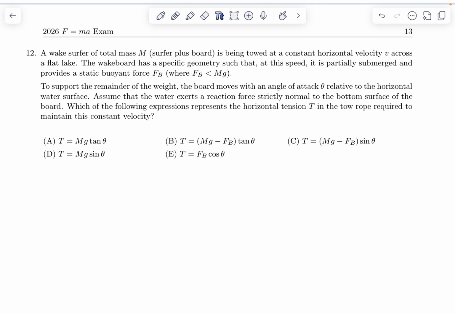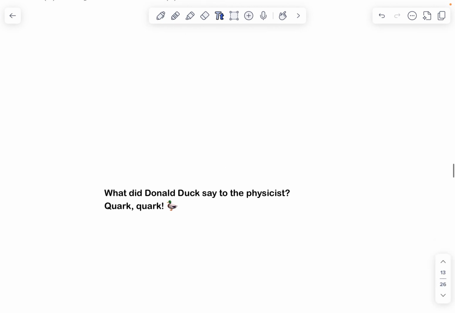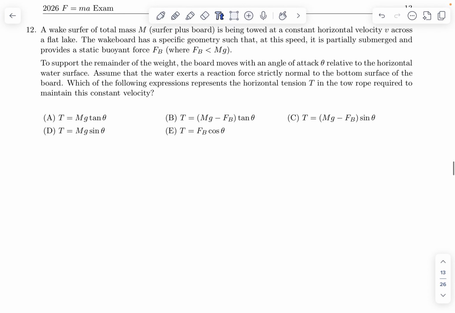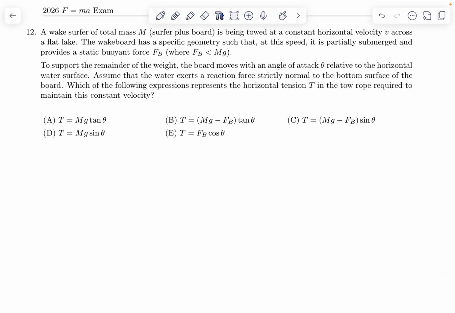Now first I want to start with the physics joke of the video. It is, what did Donald Duck say to the physicist? Cork, cork.